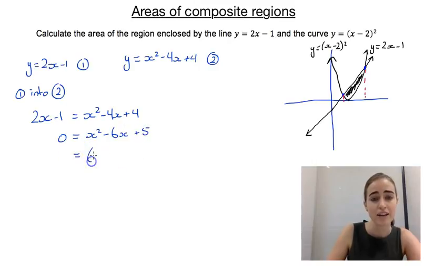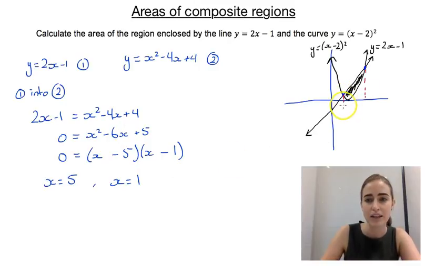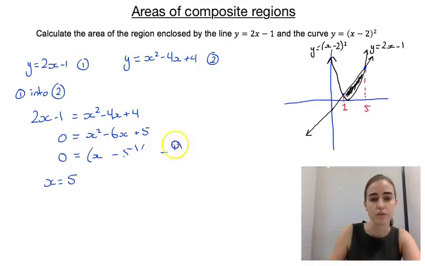Then we want to factorize that. So we'd have to have 5 and 1. To make that a positive and that a negative, they both have to be negatives, which means we're either going to have x equals 5 and we're going to have x equals 1. So we don't actually care about the y values of our points of intersection, just the x ones. So that means that this point here has an x coordinate of 1 and this one here has an x coordinate of 5. So now we know that, we know the bounds for our integral. So we can get rid of all this.